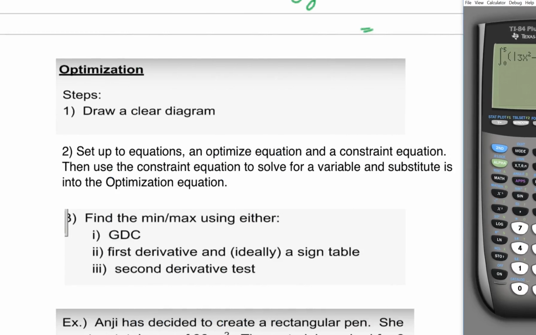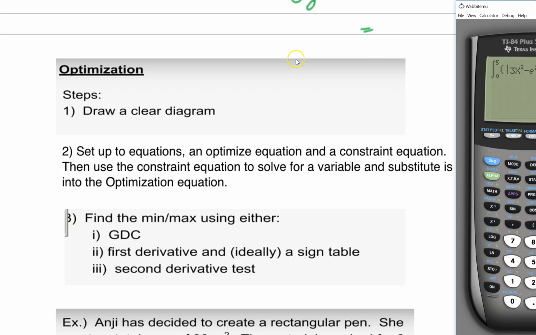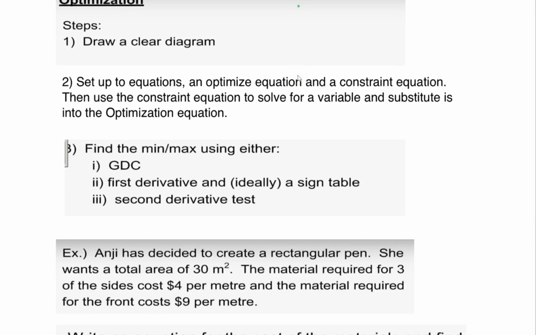And that's going forever. So, the last thing we're talking about today, optimization. So, the steps are, first we're going to draw a nice diagram to know what we're talking about. And then we're going to set up equations. I like to set up two: an optimization equation and a constraint equation.